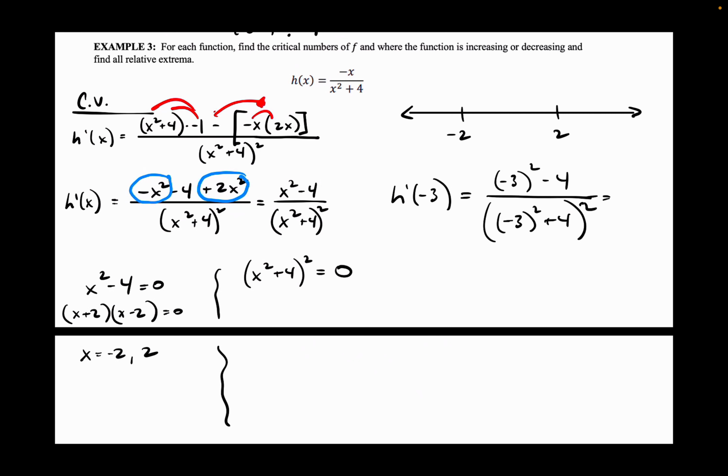Didn't we just say that we'll always get a positive on the bottom? It doesn't matter what number you plug into the bottom. Like if I plug in negative 3, squared is 9, plus 4 is 13, 13 squared is 169. It's always going to be a positive number. Am I going to get a positive or negative number on top? Positive. What's a positive divided by a positive? Positive.